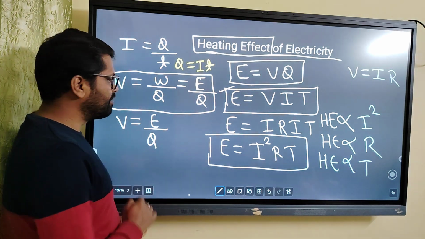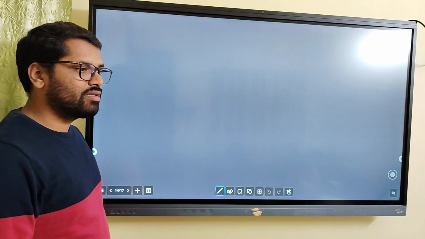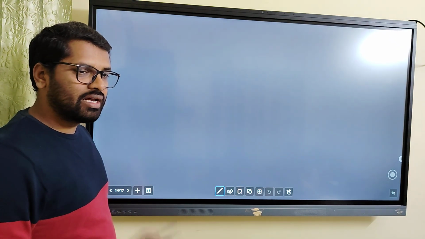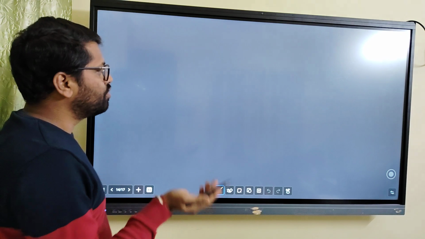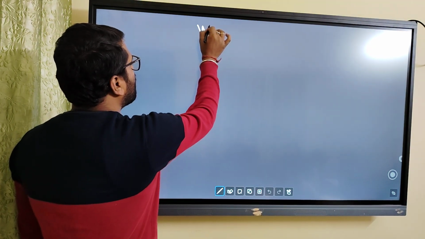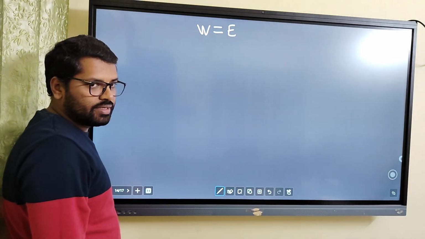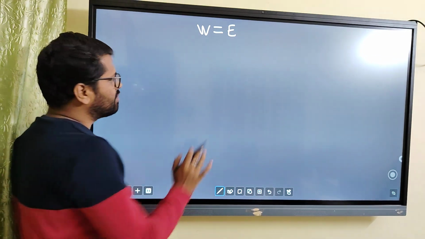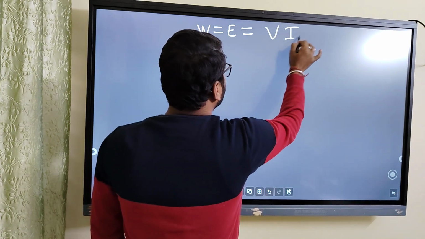Now what you should remember, this is a kind of derivation, correct? Now in the exam, why would you derive? In the exam, the last question you have to solve it. How to solve? Simple. You should know that energy, work or energy. Which energy are we talking about? Electric energy equals VIT. This you should know.